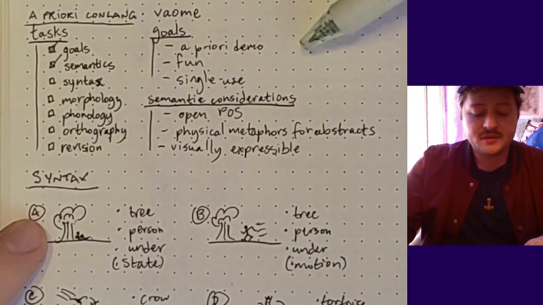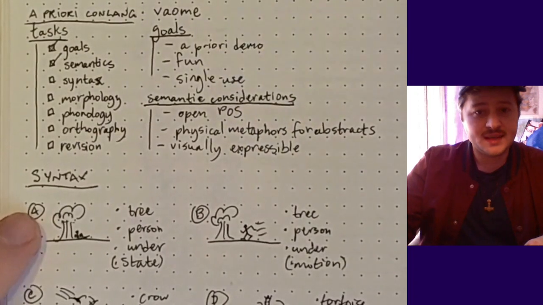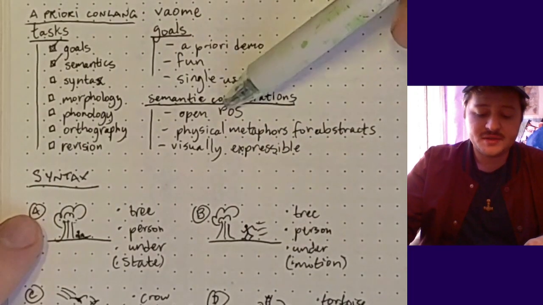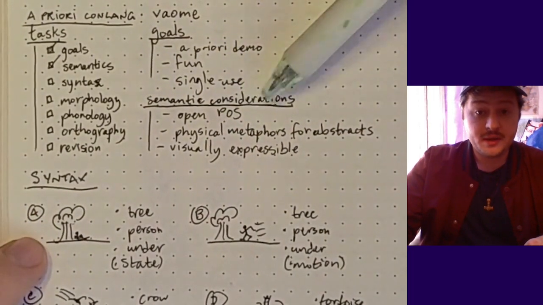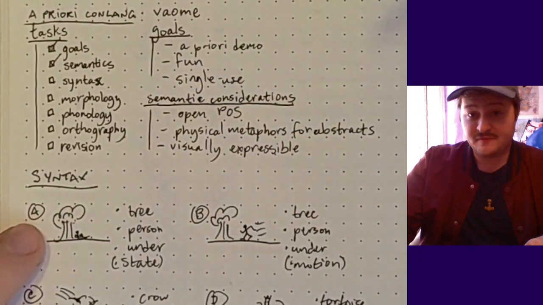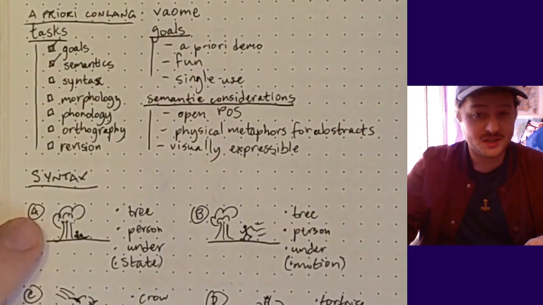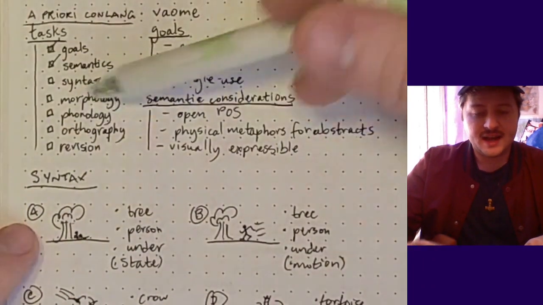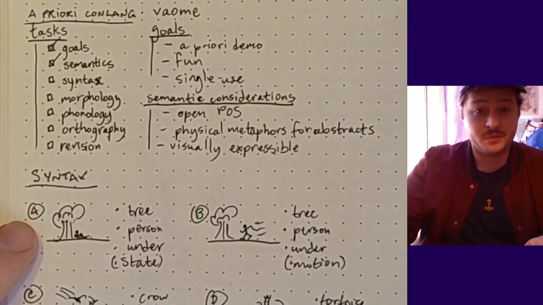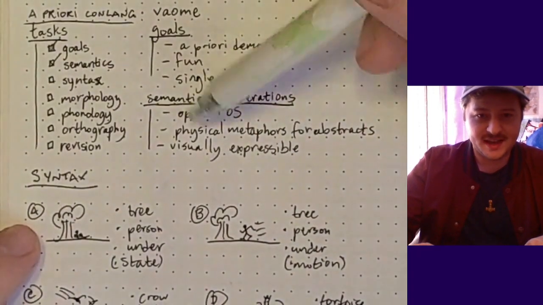Some semantic considerations that I wanted to keep in mind, just ideas I had for making this language fun and single use in demonstration, was I wanted open parts of speech mostly. There is a grammatical thing that makes something into a verb functionally, not necessarily a verb in the translation, because the syntax is so weird that often your verb in English is not actually going to be what the verb is in the language, because of the way the syntax works.